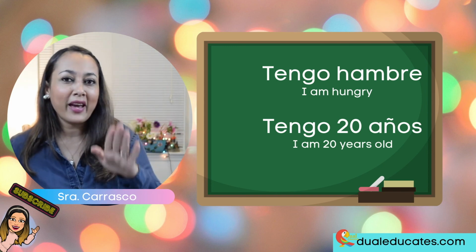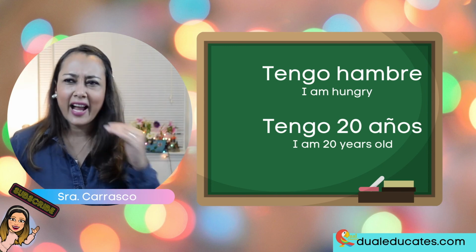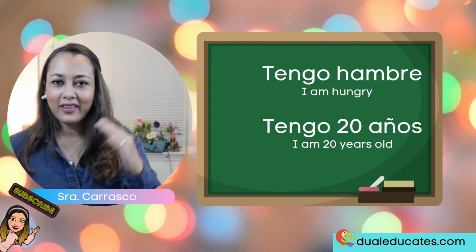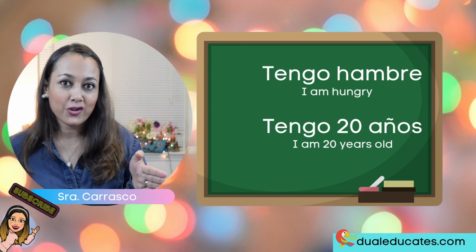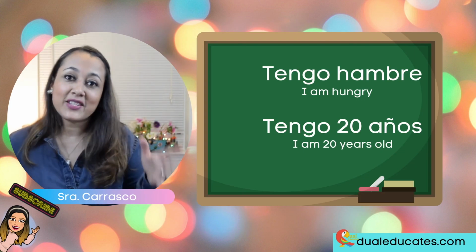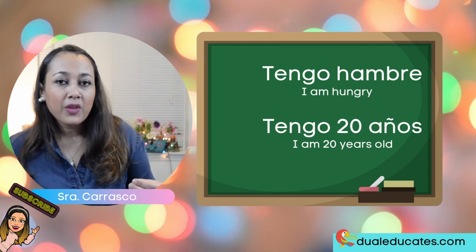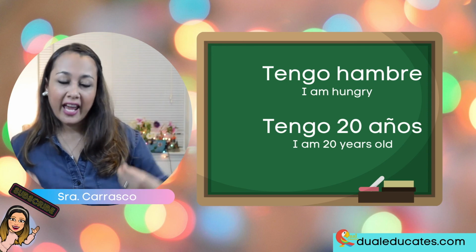And maybe you may think, oh, I have 20 years? Maybe this person is talking about his age. And we know that's incorrect to say that in English. But it's because in Spanish we use the verb to have, tener, when we talk about our age.